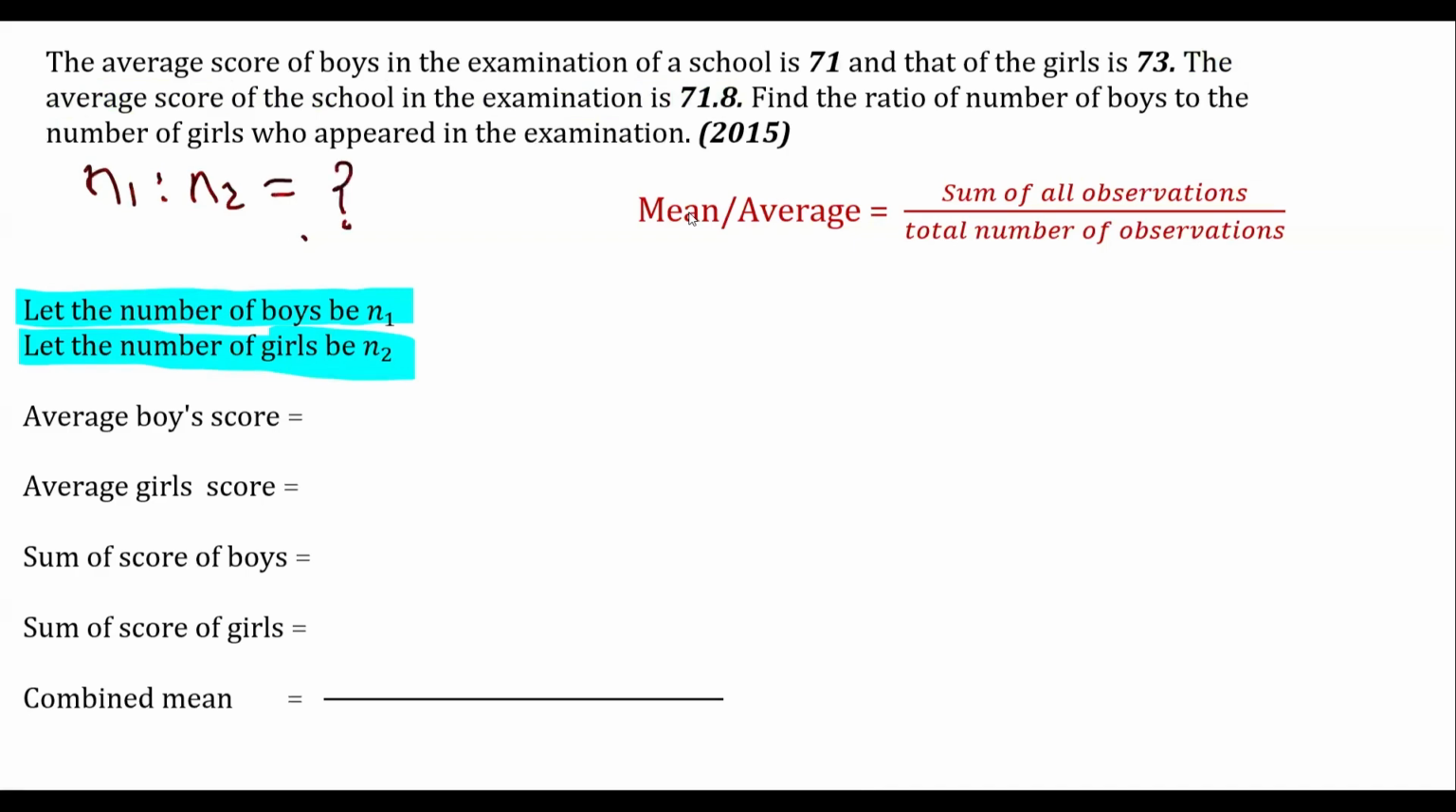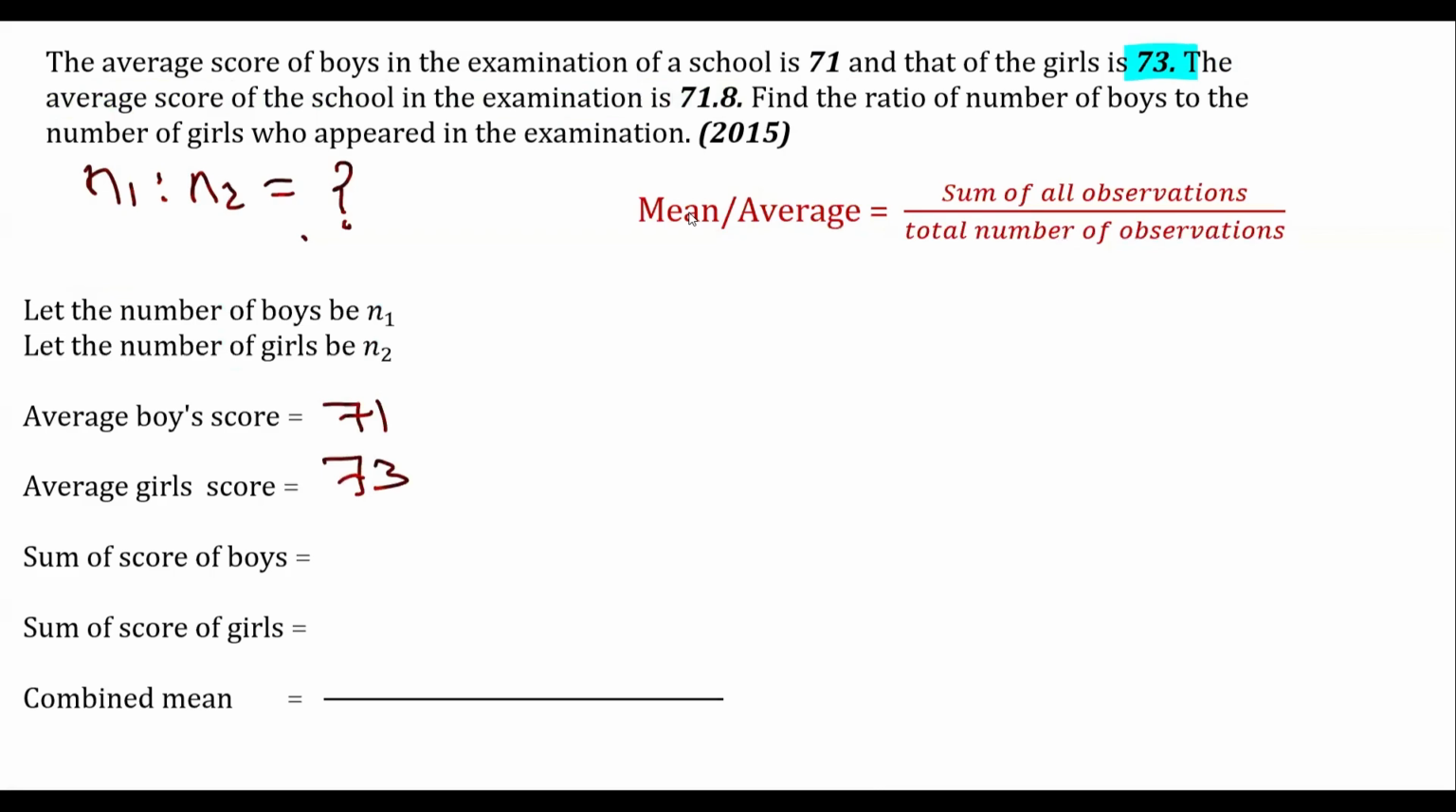Now this question is based on this formula, that mean or average, which is the same thing, is the sum of observations divided by the total number of observations. The average score of boys is given to us, which is 71, so I'm going to replace this with 71. The average score of girls, which is also mentioned, is 73, so I'll be writing 73.